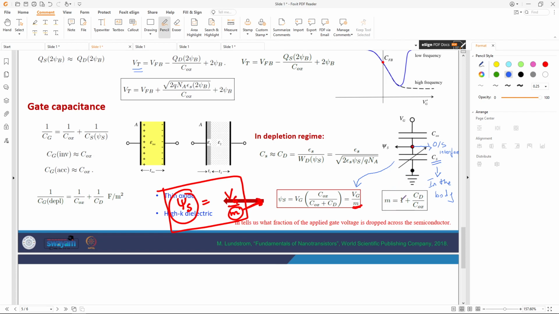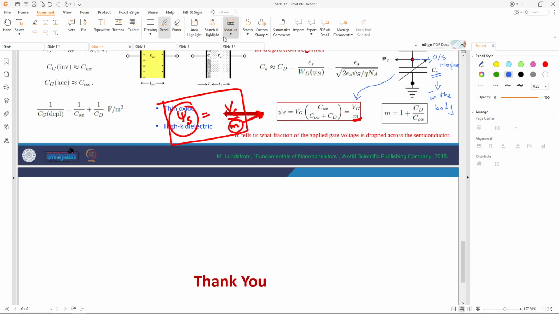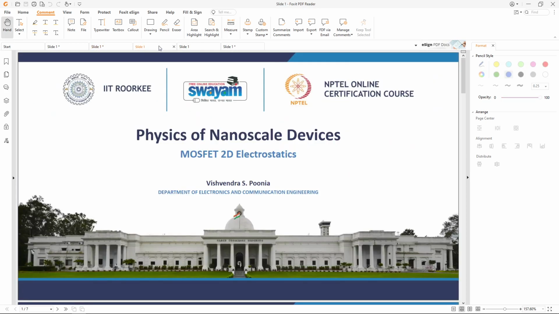There is a question based on the body coefficient in the assignment, so that is why I'm saying this is important. Whenever you're looking at the body coefficient, remember that it appears in the connection between the surface potential psi s and the gate voltage Vg. So that brings us to the end of the second lecture content.